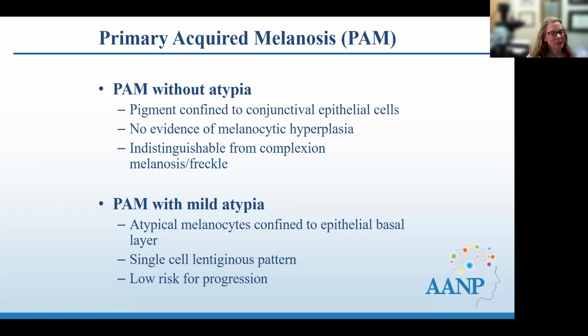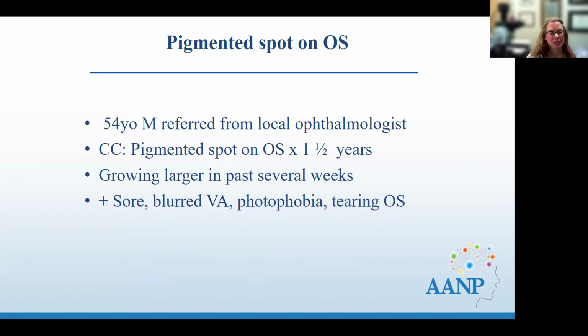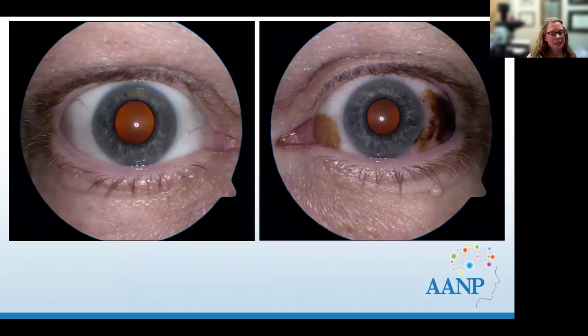Okay, so then there's PAM without atypia, which is benign, with mild atypia, which has that lentiginous pattern, and then severe atypia leading to invasive melanoma. And so I'm going to go through this one really fast because I want to get to the end if I can, okay? So this person came in with pigmentation, and this is a very dramatic case, okay?